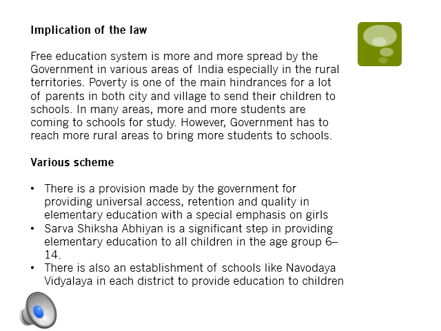So in order to send them to the schools, they have implemented various schemes like Sarva Siksha Abhiyan. It is a significant step that has been taken by the government to provide education to the girl child, above the age of 6 to 14 years. The girl child can have a free education over here. There is an establishment of schools like Navodaya Vidyalaya in each district to provide education to the children. So still more schemes have been provided by the government to improve this right to education, and they wanted more and more students to come to school and have educated children in India.